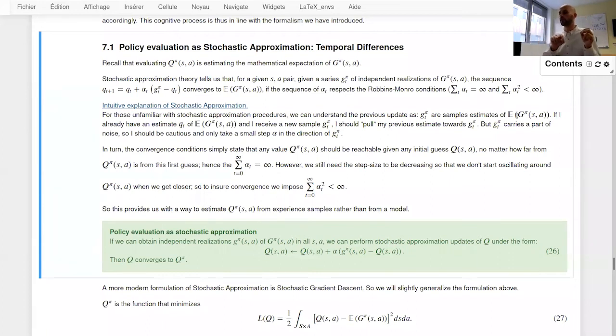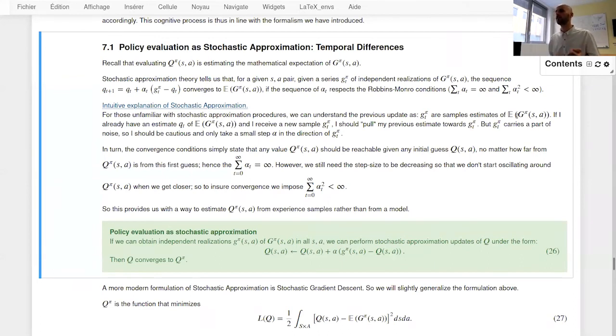In turn, the Robbins-Monro convergence conditions simply state that any value Q^π(s,a) should be reachable from any initial guess Q(s,a), so that the accumulated number of steps should go to plus infinity, no matter how far Q^π(s,a) is from this first guess. This justifies that the sum of steps diverges. However, we still need the step size to be decreasing, so that we don't start oscillating around Q^π(s,a) when we get closer. So to ensure convergence, we impose that the sum of squares is actually convergent. So this is an intuitive explanation behind stochastic approximation.